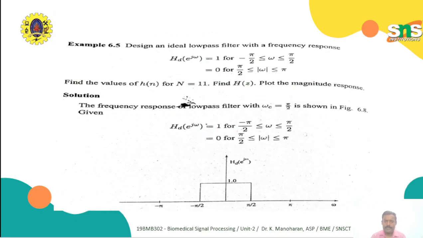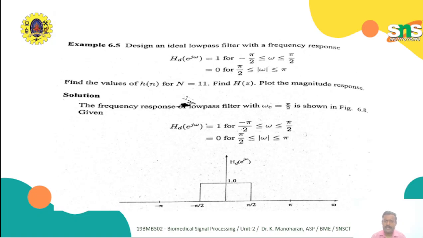Given problem is to design an ideal low pass filter with a frequency response H(e^jω) equal to 1 for the range of frequency −π/2 to +π/2, and equal to 0 for the range of frequency +π/2 to +π, similarly −π/2 to −π, because it is mentioned as modulus of ω. They asked to find the value of h(n) for the given filter order N equal to 11. Also they asked to find H(z).